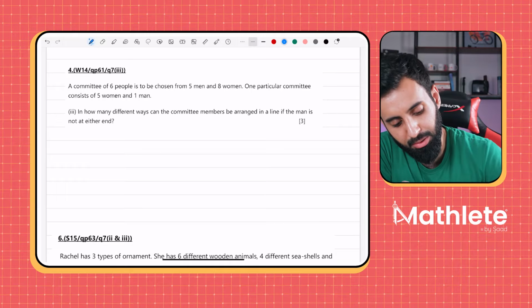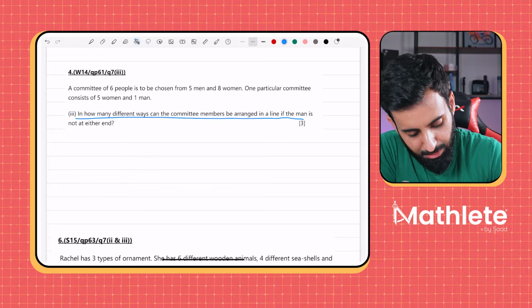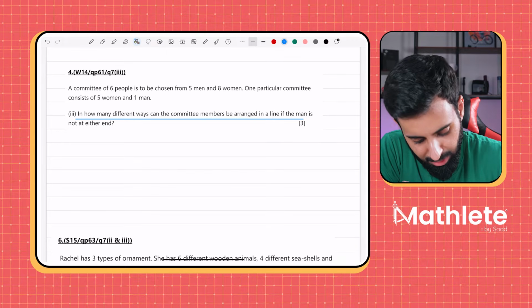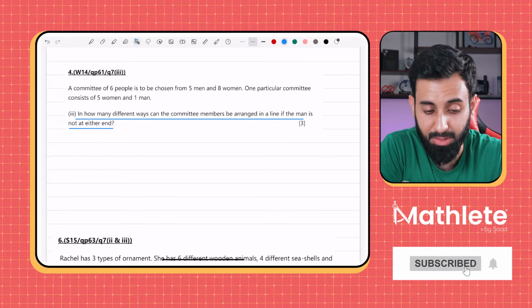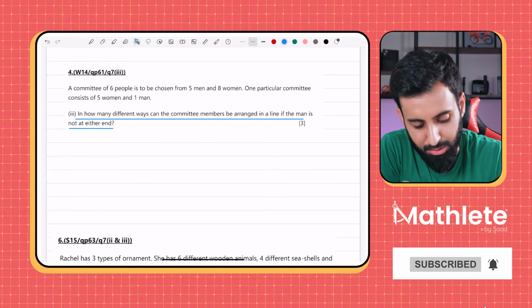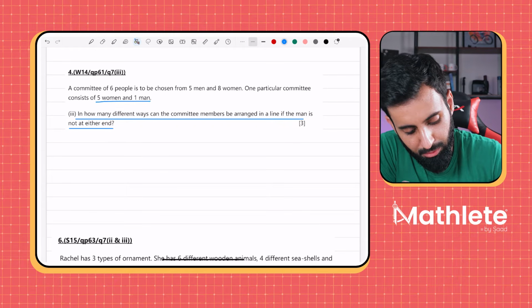So what we're going to be focusing on is only this part, where it says in how many different ways can the committee members be arranged in a line if the man is not at either end. So that means if there's no man at either end, there's got to be a woman. And how many men and women are we talking about? So we're talking about 5 women and 1 man.